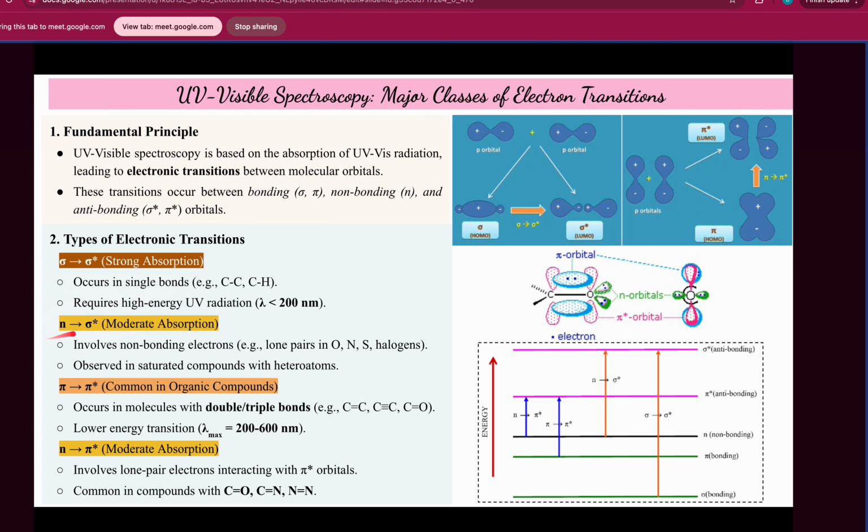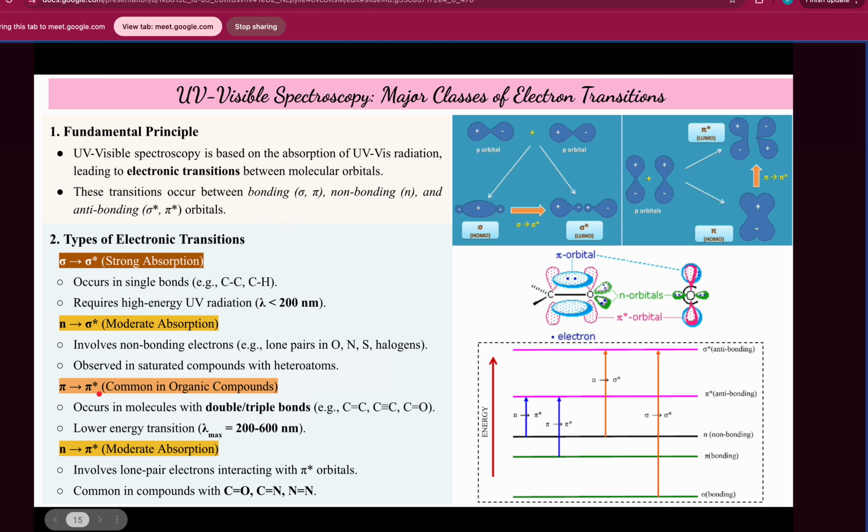Then comes n to sigma star, which means a transition from non-bonding to sigma star. This requires moderate energy, so you will see moderate absorption values, and it involves the non-bonding electrons. For example, lone pairs in oxygen, nitrogen, sulfur, and halogens, and it is observed in saturated compounds with heteroatoms. Then comes the pi to pi star transition, which is common in organic compounds, and it occurs in molecules with double or triple bonds.